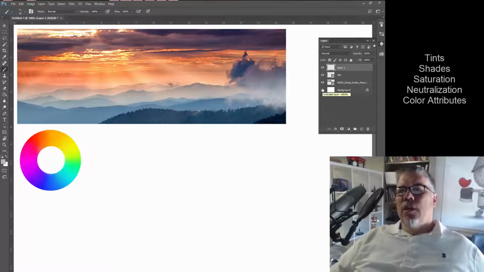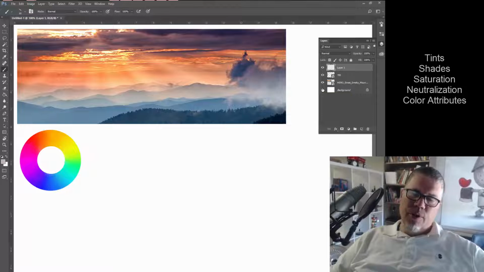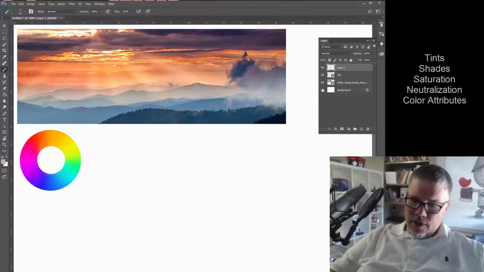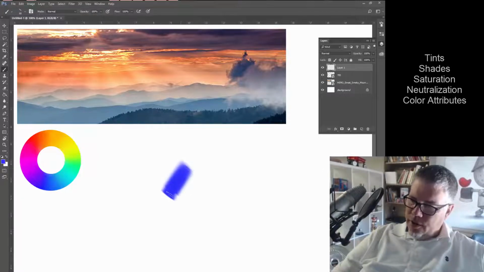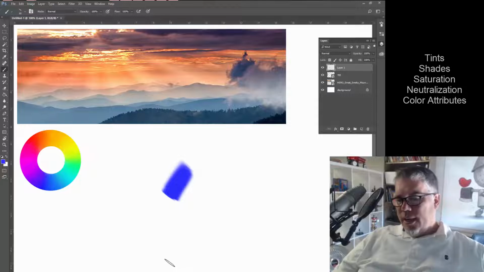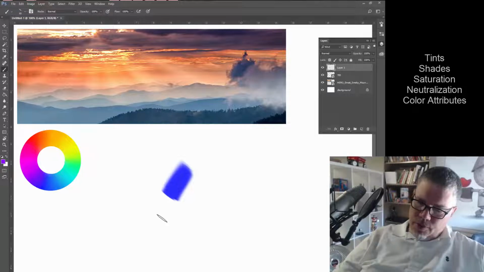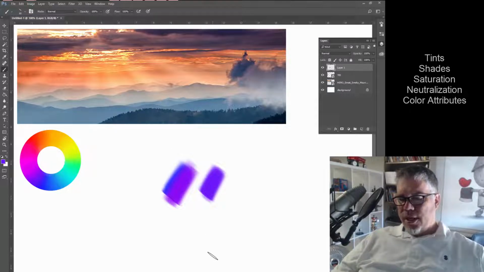And the next thing we're going to talk about is saturation and neutralization. So we've already talked about saturation. Saturation, that's the chroma of a color. So if I take this blue right here, that's purely saturated. Now if I add a color next to it on the color wheel, like this purple, I'm still going to have an intense color. It's just going to be different, right? And it's going to be purely saturated.